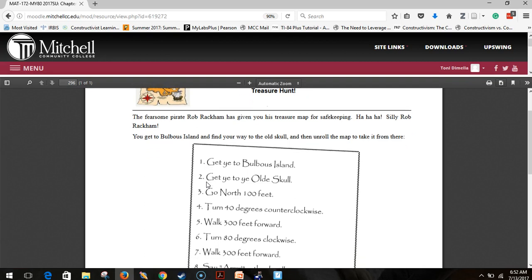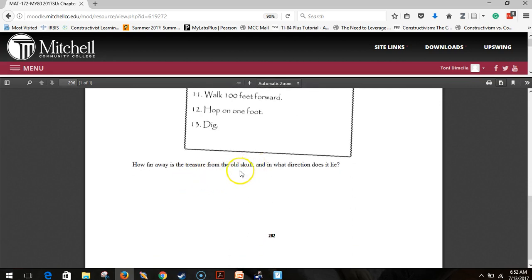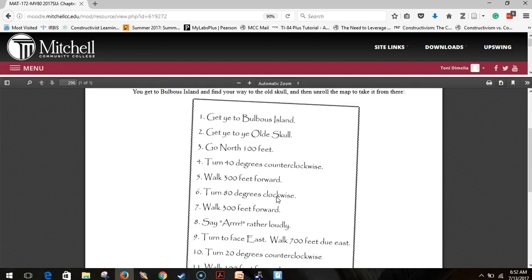And then when you go back to Rackham, you're going to say, all right, this is where you should have just told me to go. Instead of having me go all over the coordinate plane, you could have just said, turn to this angle and walk this far, instead of doing all of this silly stuff.